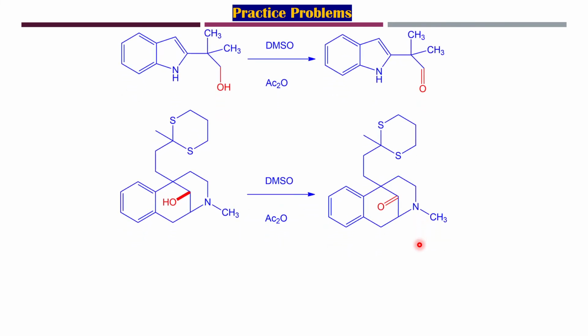Let's see some examples now. Primary alcohol will be oxidized to aldehyde, and this is the hindered site. Okay, so when they say hindered site, so this is what they meant. Again, this is a hindered place, but if you use this reaction, it will be oxidized.